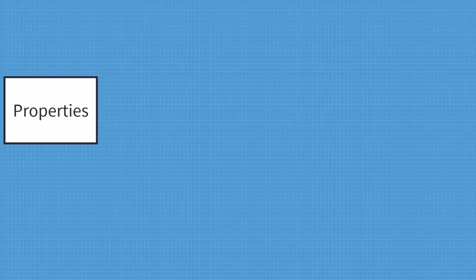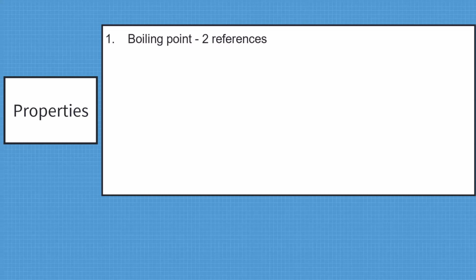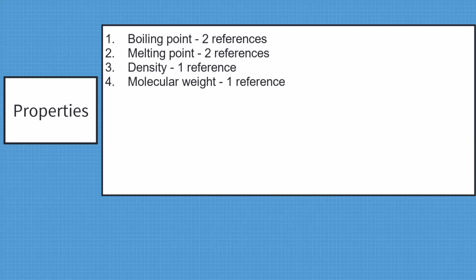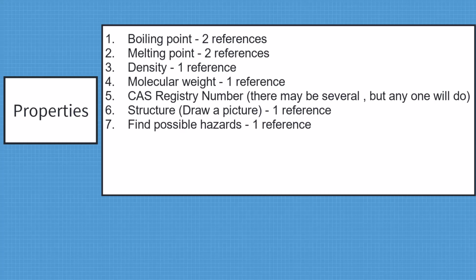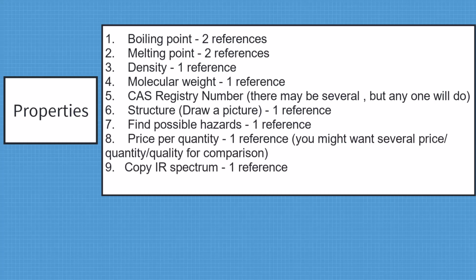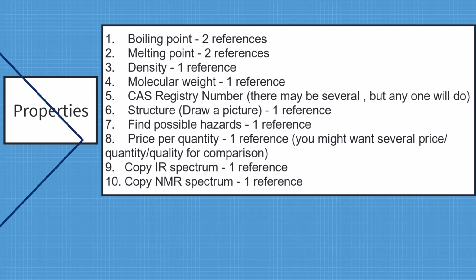There are 10 properties your professor wants you to find about your assigned compound: boiling point, melting point, density, molecular weight, CAS Registry Number, structure, possible hazards, price per quantity, a copy of the IR Spectrum, and a copy of the NMR Spectrum. Each property needs at least one reference, the source where you found the information. We'll find these 10 properties for the chemical compound formaldehyde.